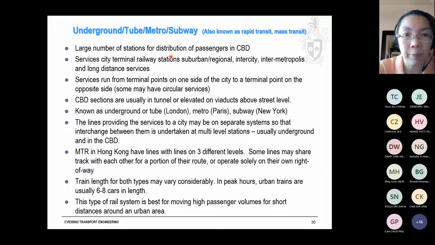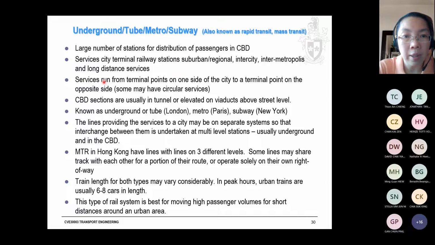All right, and it services city terminal railway stations, suburban, regional, interurban. What it means is that it serves the city railway terminal stations. And so if you want to travel a longer distance, you would have to change over at a railway station, and these tubes usually would fit into this station.